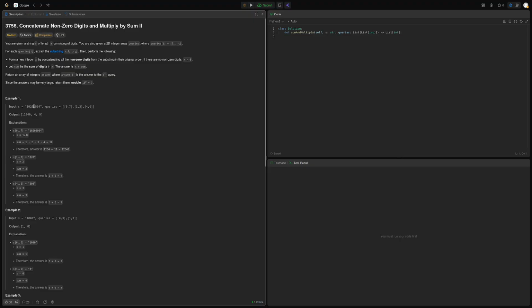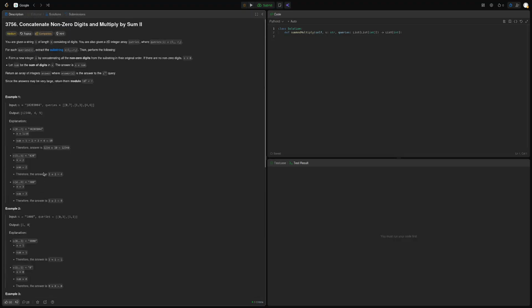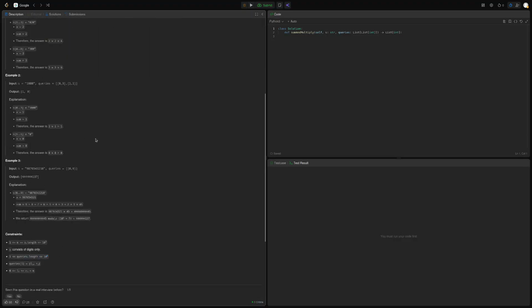0, 1, 2, 3, 4, 5, 6, 7. 1, 2, 3, 4 times the sum, which is 10. So yeah, 1240, then 1 3. How long is the string? Fair enough. Expected queries 10 to 5.